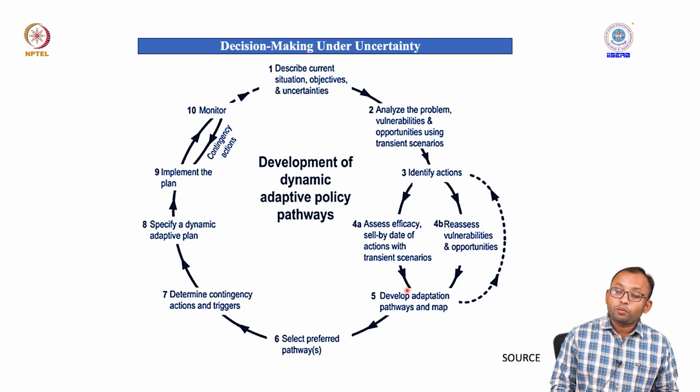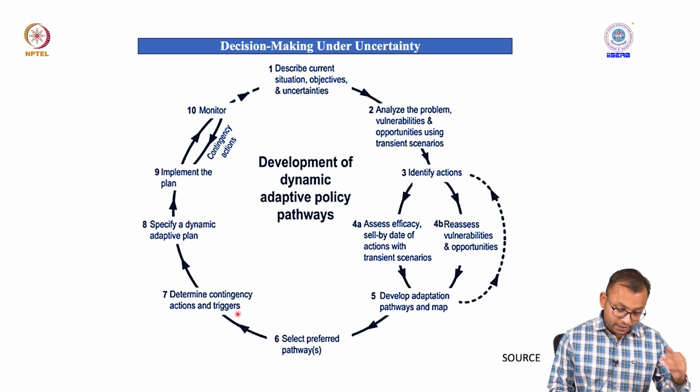Then we have to talk about the development of adaptation pathways and a map. Based on those pathways, we have to select which pathway is preferred, which pathway we have to follow, and where we have less impact on the climate system. Then we have to determine the contingency and action triggers. We have to find out the plans so that we can minimize the risk.